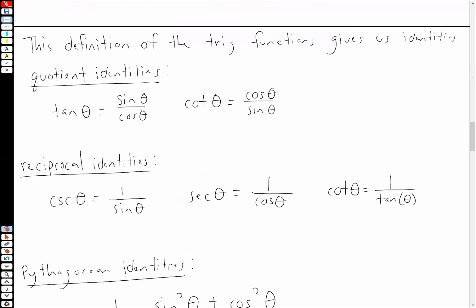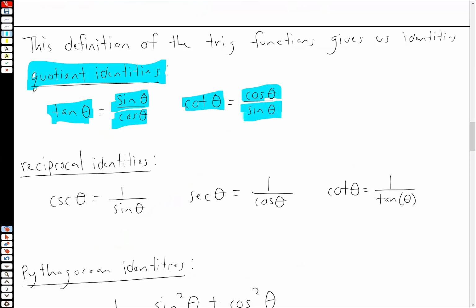The way we define these trig functions actually gives us a lot of identities, or relationships, between our trig functions. The first kind of relationships, and hopefully we all know and love this, and I think we saw this in an earlier video: tangent of theta is also equal to sine of theta over cosine of theta. And similarly, cotangent is cosine over sine. These are what we call the quotient identities because tangent is being written as a quotient, cotangent is being written as a quotient.